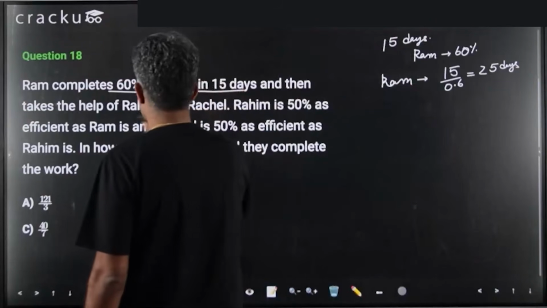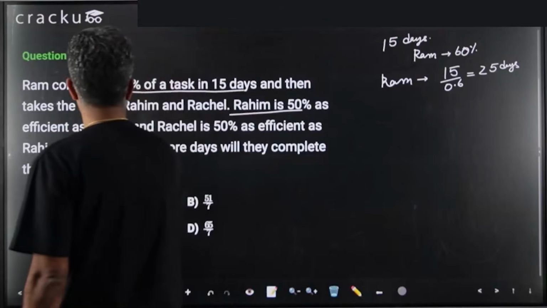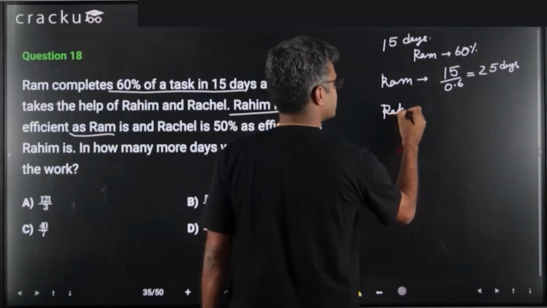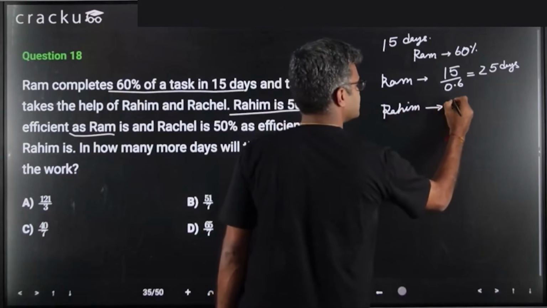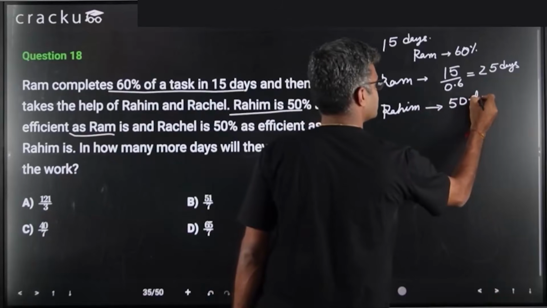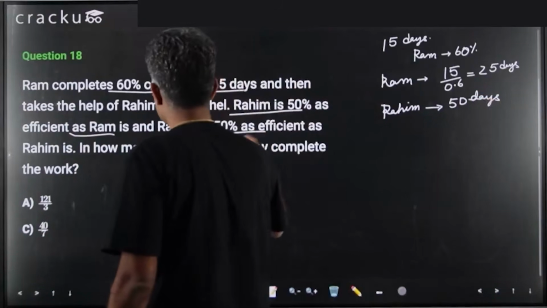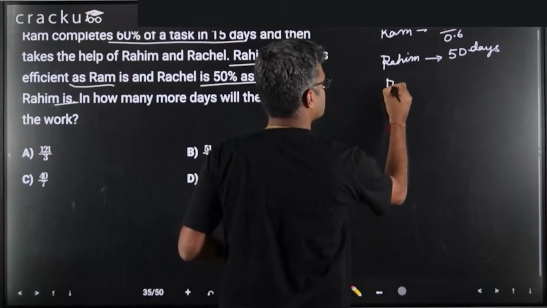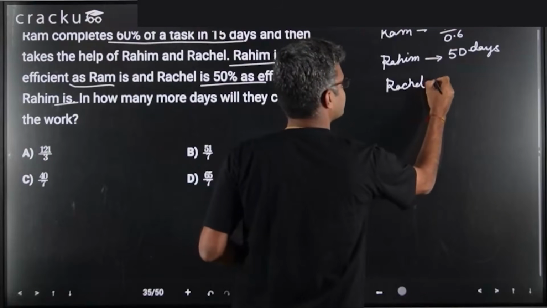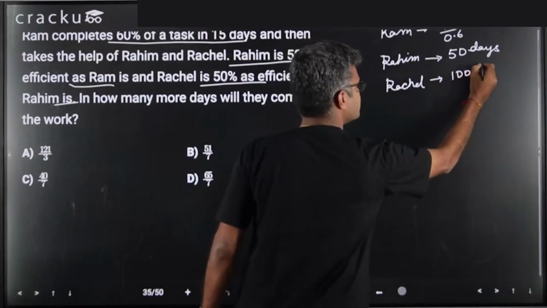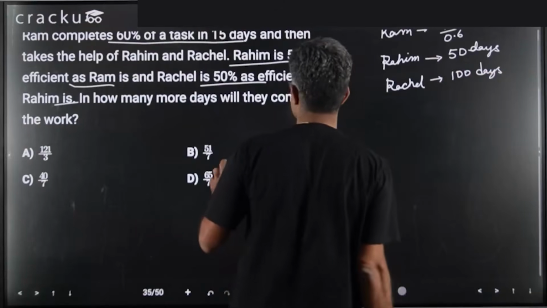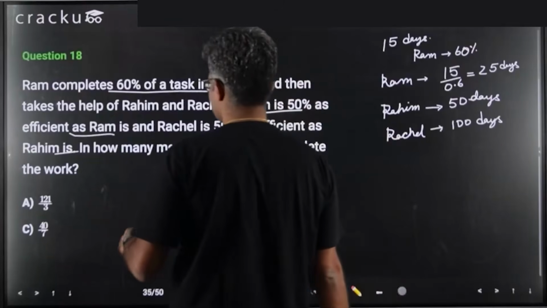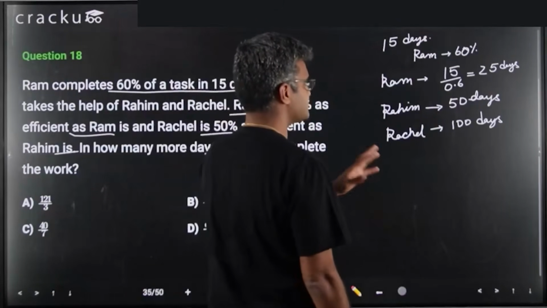Now, Rahim is 50% as efficient as Ram. If Ram is taking 25 days, Rahim is going to take how much time? Rahim is going to take 50 days because Rahim is doing 50% of the job as Ram. And Rachel is 50% as efficient as Rahim. So, Rachel will be doing the entire job in how many days? She will do it in 100 days. Why is this the case? Because we know that Ram is finishing the job in 25 days. Rahim is 50% as efficient, so he will take double the time, which is 50 days. Rachel is 50% as efficient as Rahim is, so Rachel will take double the time, which is 100 days.